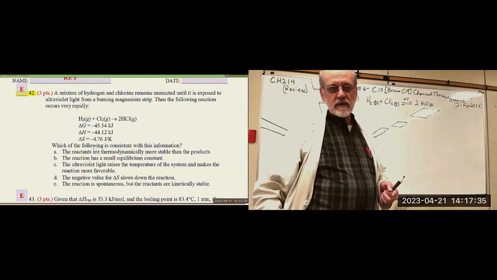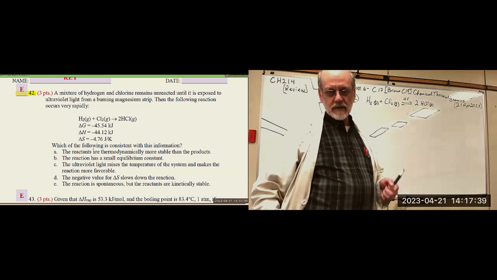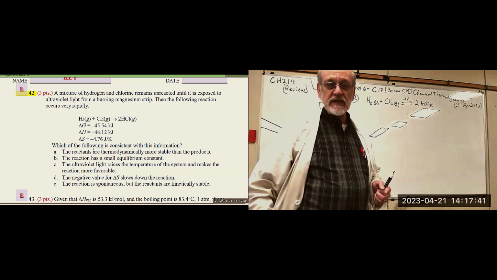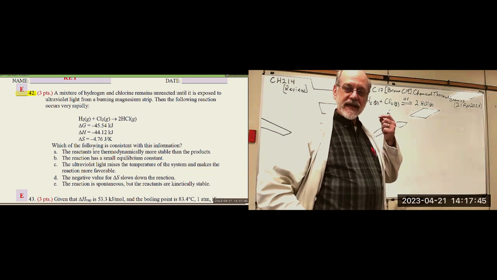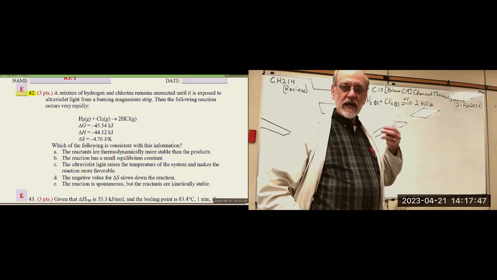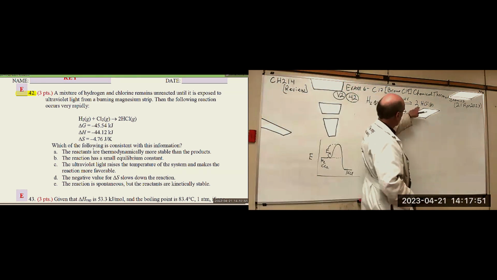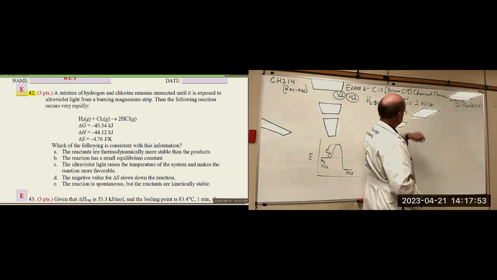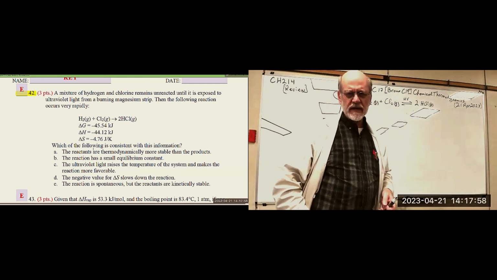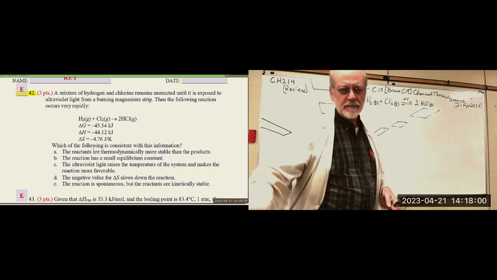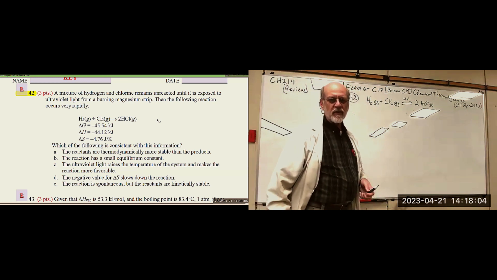Then the following occurs very rapidly. Delta G is negative, it's spontaneous. Delta H is negative, it's exothermic. Delta S is negative, which means this is more ordered than this is. All right, which of the following is consistent with this information? A: The reactants are thermodynamically more stable than the products.